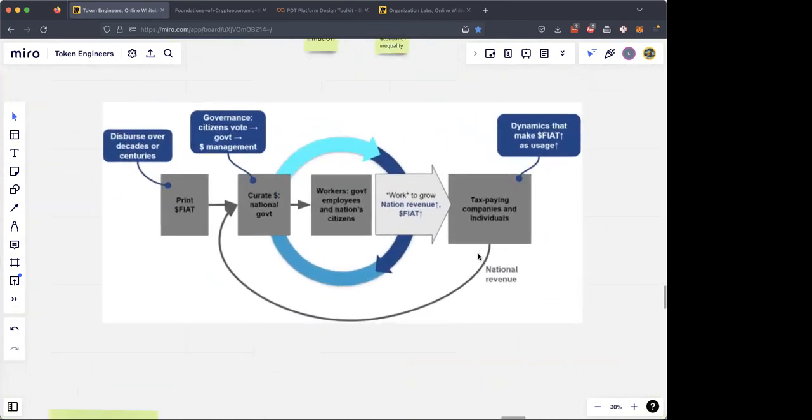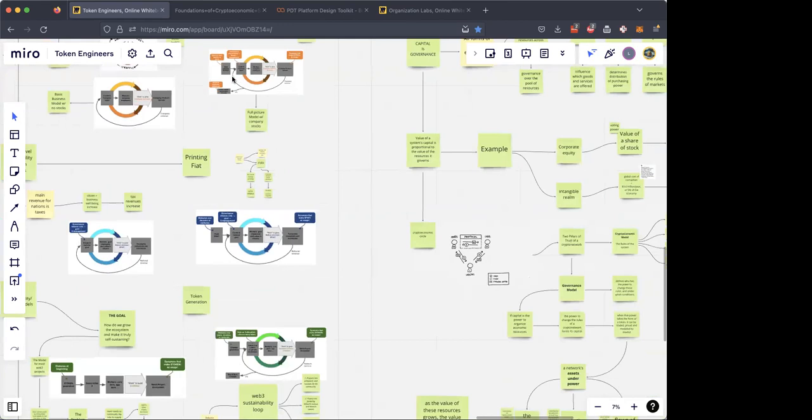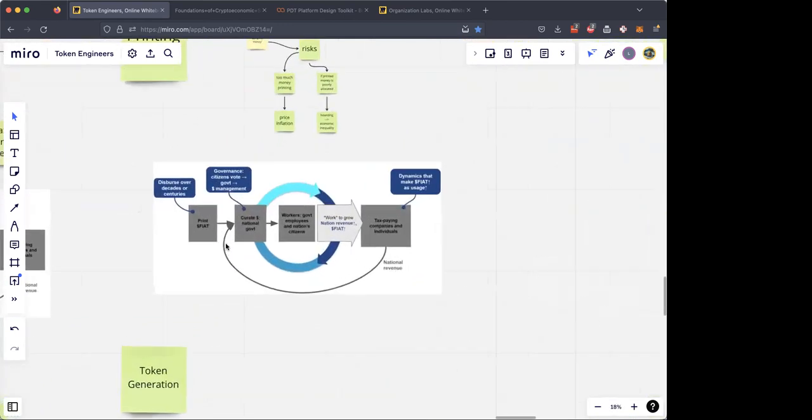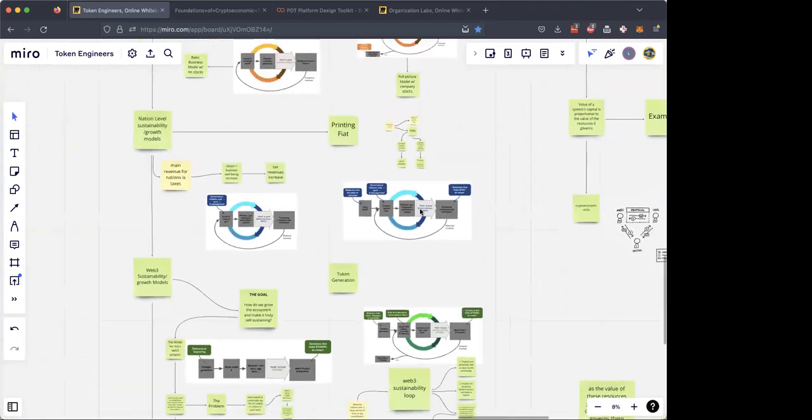But also very similarly, instead of issuing stock like we did with companies, governments can issue fiat currency. And again, the same cycle. So printing fiat will allow governments to supercharge the cycle, increase their curation potential, the amount of money they have, so they can increase their national revenue, their GDP.